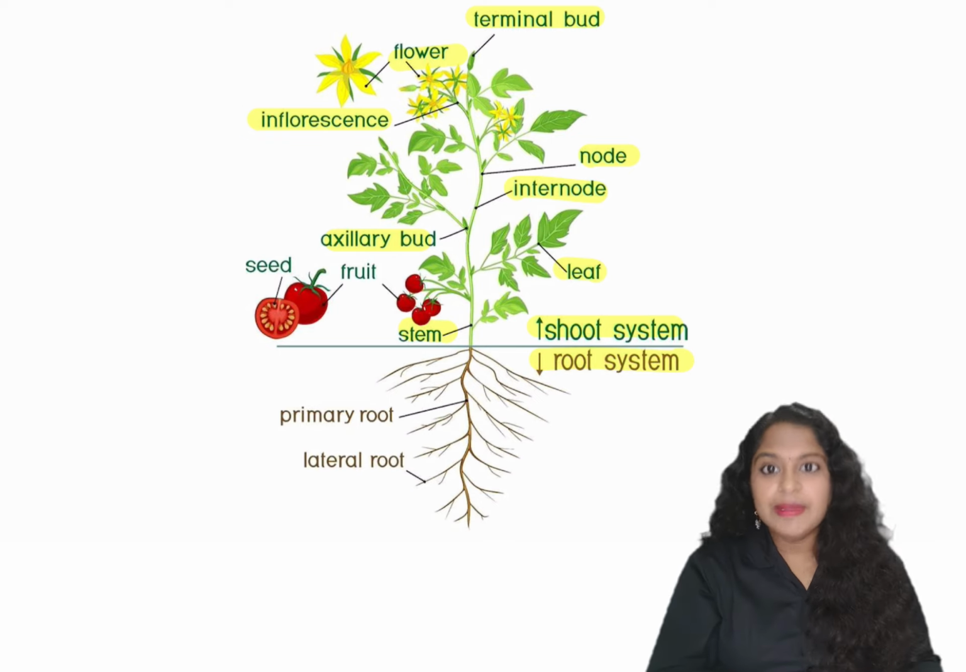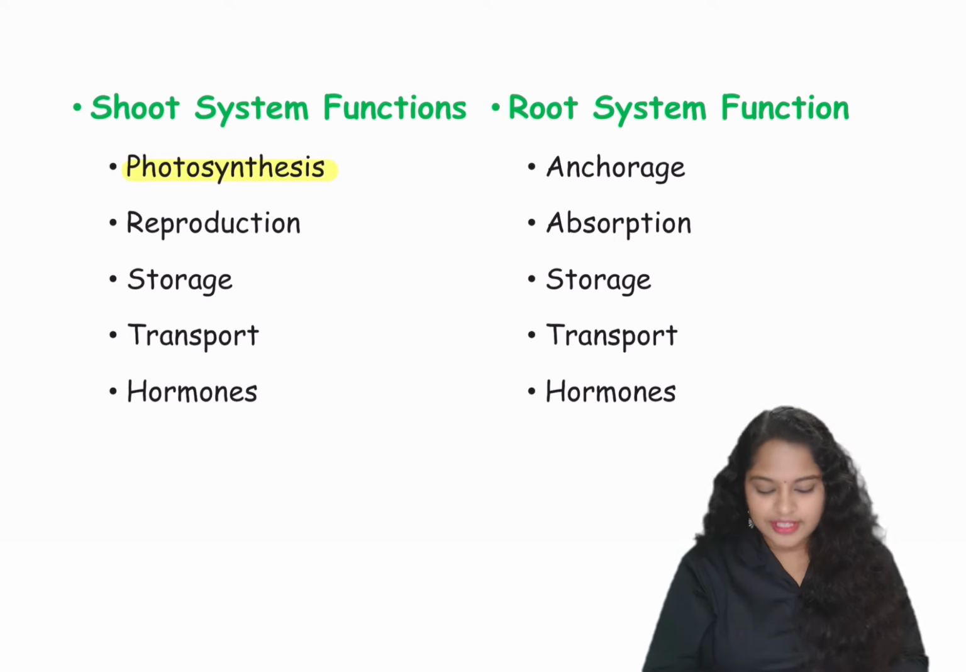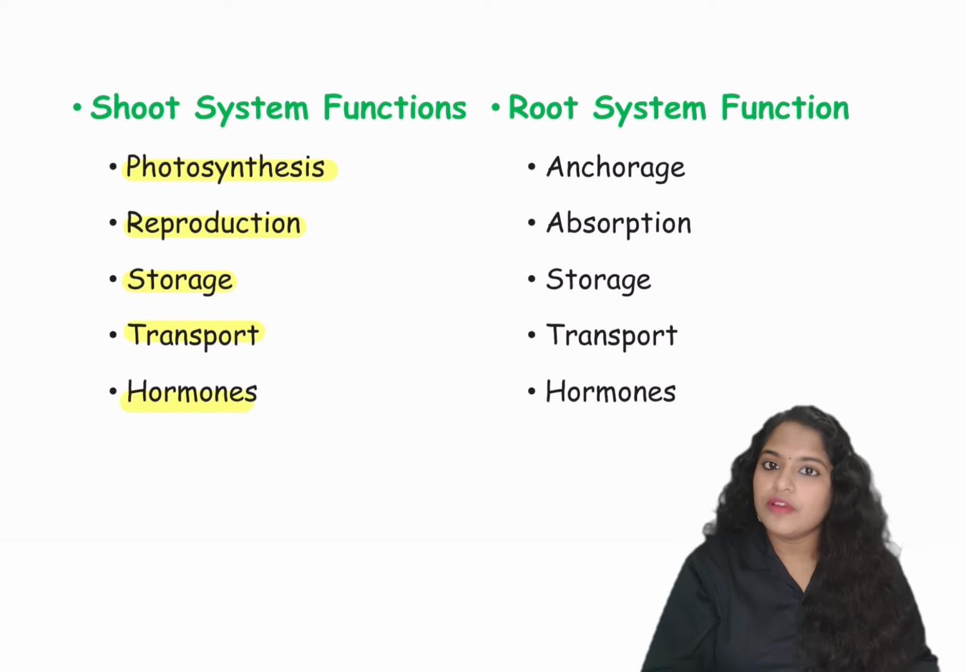Coming to the root system, it is found below the soil, and what you can see there is that the root system will have a primary root as well as lateral roots in an angiosperm. Now we will see the functions of the shoot system as well as the root system. So first, functions of the shoot system. It helps in photosynthesis. It helps in reproduction, that is through flowers. Then it helps in storage. It helps in transport, and also it helps in production of certain plant growth regulators, that are the hormones.